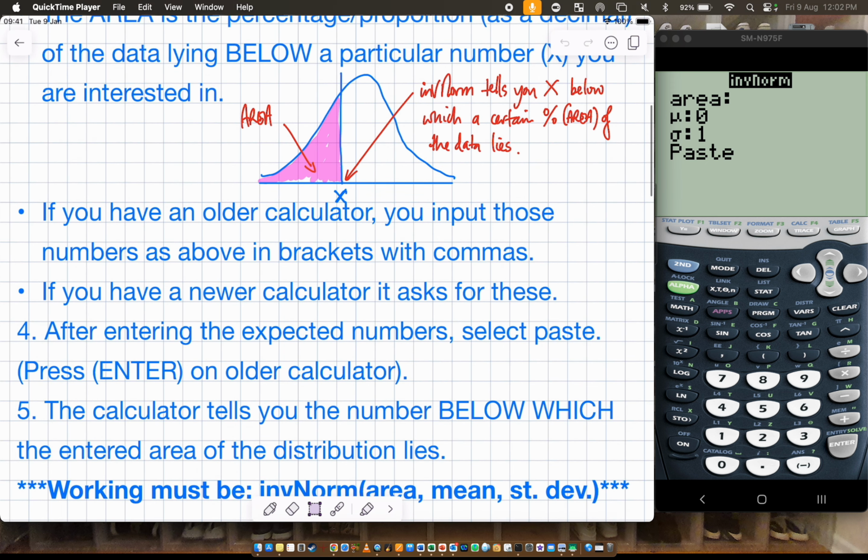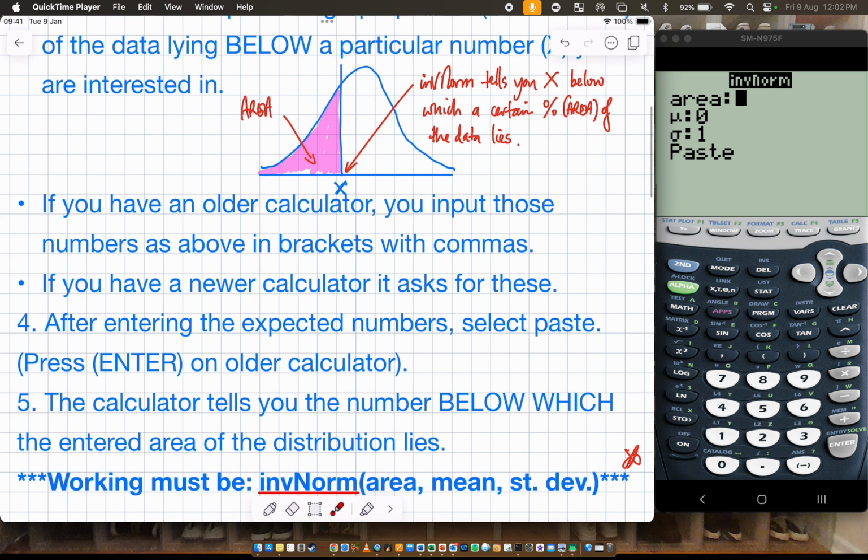So I'm going to give you some time. Can you get down to there, please? And then I'll demo. What is just area, mean, and deviation? Yes, and the area is the percentage as a decimal. So once again, your working out should tell me what did you put into inverse normal: area, mean, standard deviation. So some time to get down to the star, and then let me demo it.